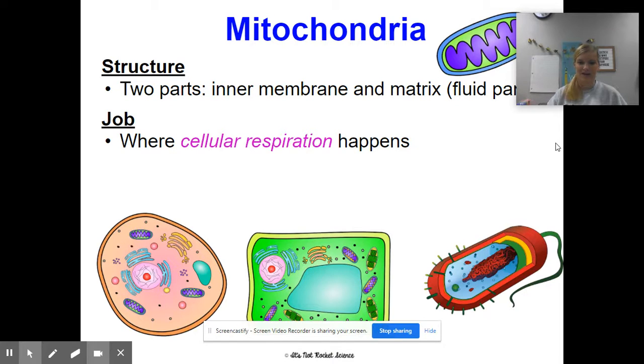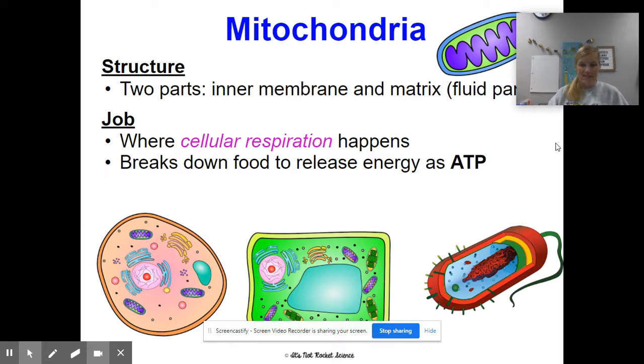This is how your cell breathes to break down food and releases energy in the form of ATP. We will get into this a lot later on. But cellular respiration cannot happen without mitochondria. And we get our energy from our food.